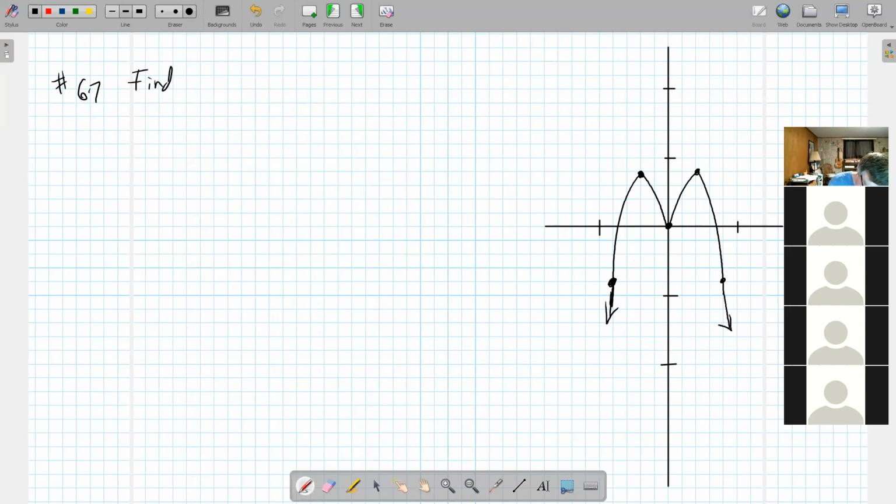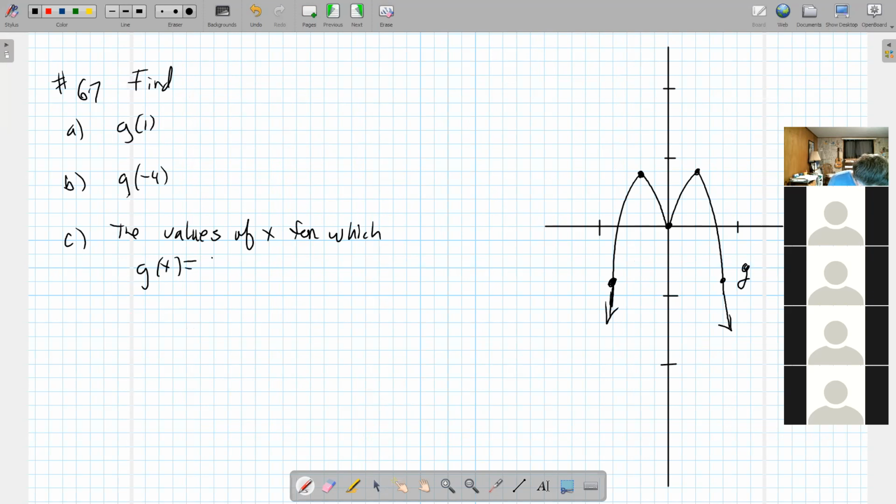Okay, so it says find G of 1, and this is the graph of G. Part A, G of 1. Part B, G of -4. Part C, the values of X for which G of X equals 4. And part D, the domain and range of G. We had some earlier problems where we found specific values, then we just had a few with domain and range. This one has all of them.